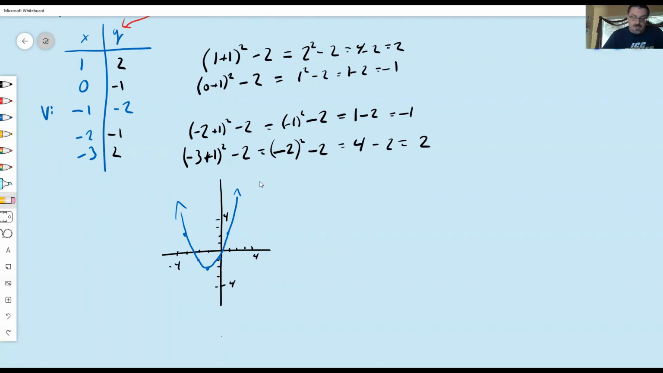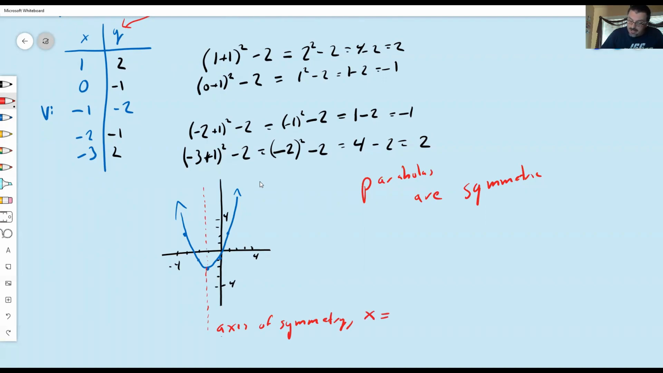All right, so the one other thing I'll mention is parabolas are symmetric. And we have what's called an axis of symmetry. And the axis of symmetry is a line, this vertical line, that equals, the equation for it is x equals, in this case, minus 1. It's the x coordinate of your vertex.